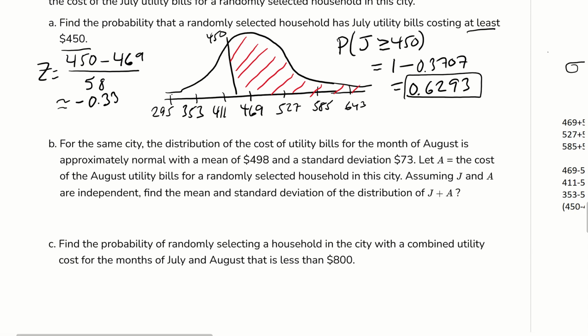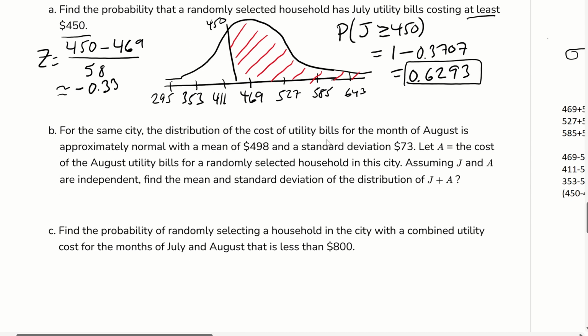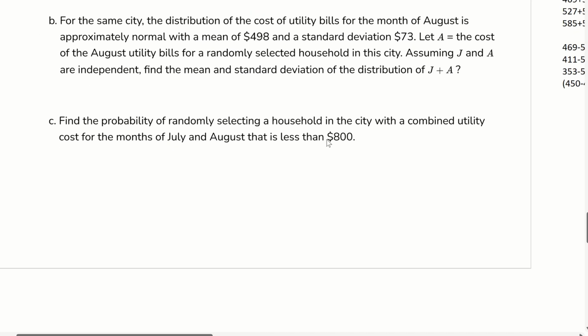Of course, if you use normal CDF, then you would get a different answer. Again, remember, the lower limit is 450. The upper limit is a really big number, 10 to the 9th. The mean is 469. The standard deviation is 58. And so you can use that when you do normal CDF on the calculator.